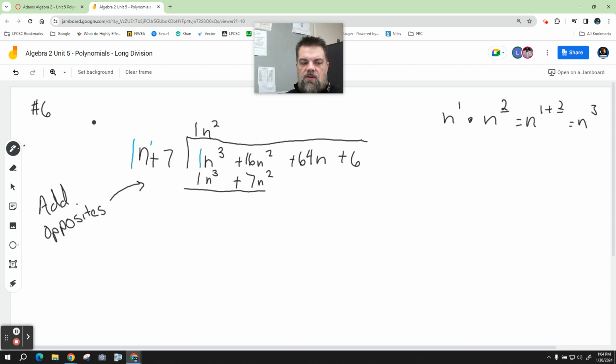We got to change those. So now this becomes a negative and this becomes a negative. 1n cubed minus 1n cubed is literally 0. Then I got to think, well, what is 16n squared minus 7n squared? That's 9, right? 9 what? 9n squared. Then the next step is I'm going to drop the 64n. So I'm going to say plus 64n.